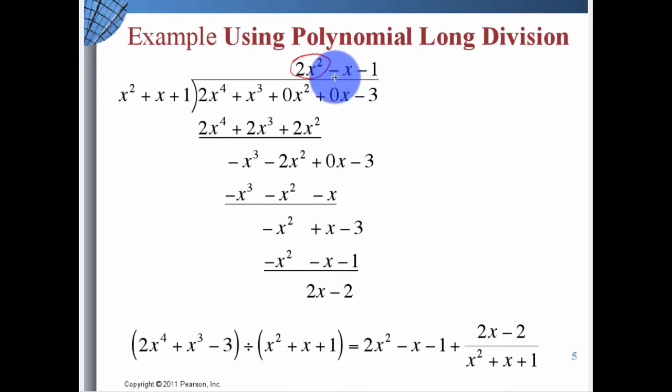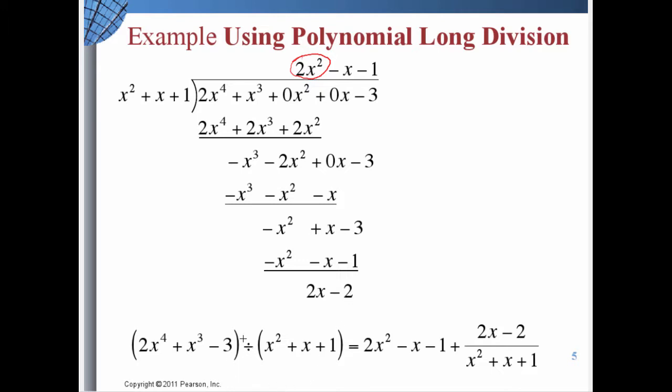So we put minus x up here. Negative x times all of these terms gives us these 3 terms. Go ahead and do our subtraction again, and we're left with negative x squared plus x. Bring down the minus 3. Okay, and one more time, x squared goes into negative x squared negative 1 times, so we put a minus 1 up here. Minus 1 times x squared plus x plus 1 gives us these 3 terms. We go ahead and do our vertical subtraction, and we're left with 2x minus 2.